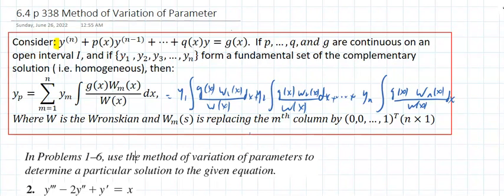6.4 is on page 338, talks about the method of variation of parameters, but now we're talking about a general, any order linear differential equation. So consider the nth derivative of y, make sure that's a 1, plus some function times the one derivative less, all the way to the constant times y, no derivative, which will equal a function g of x.